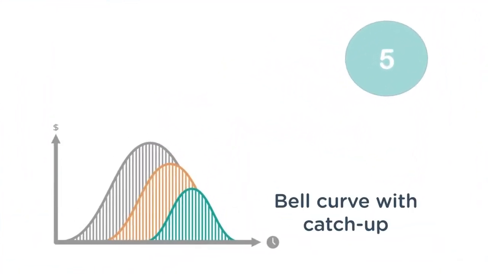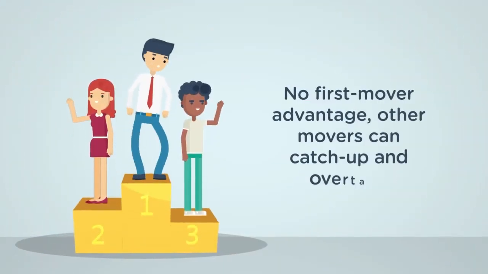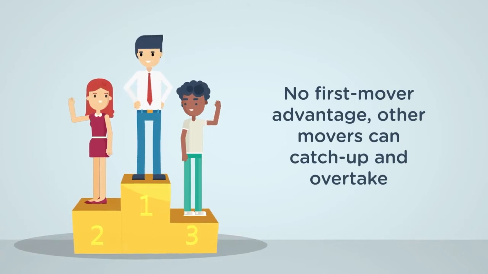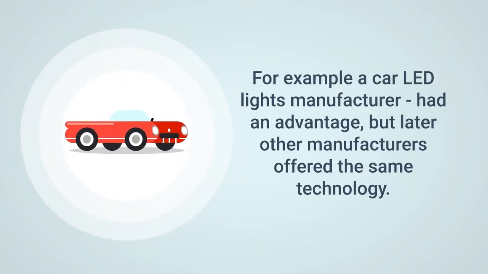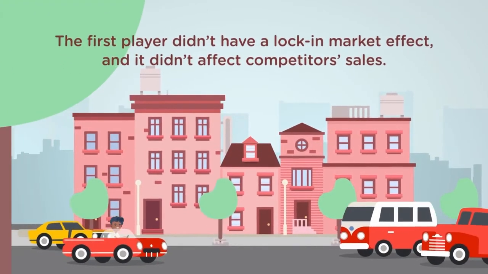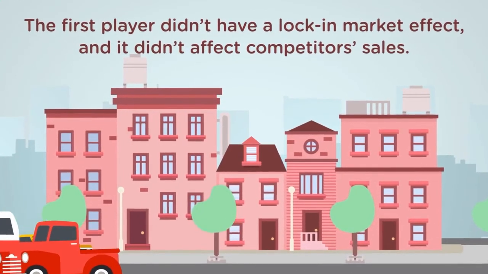Bell curve with catch-up. A bell curve with catch-up has no first mover advantage, and second and subsequent movers can catch up and even overtake an early market mover. For example, the first car manufacturer that introduced LED lights in the market had an advantage, and it took 1 year for a second manufacturer to offer the same technology. Nevertheless, the first player didn't have a lock-in market effect, and it didn't affect competitors' sales.